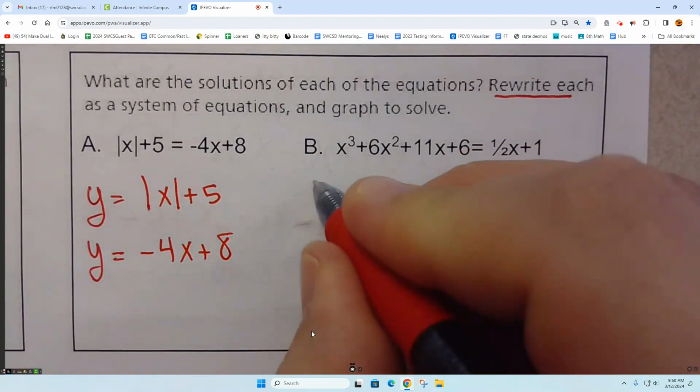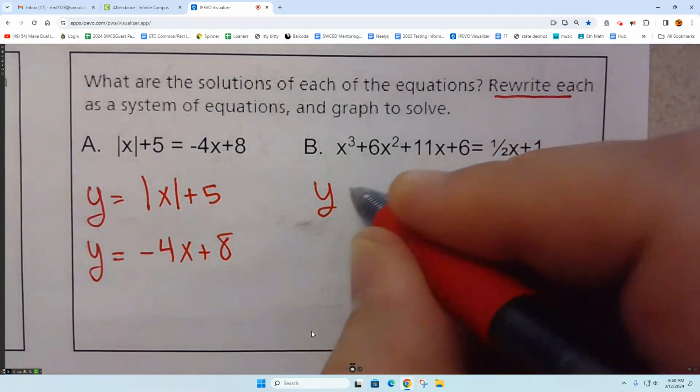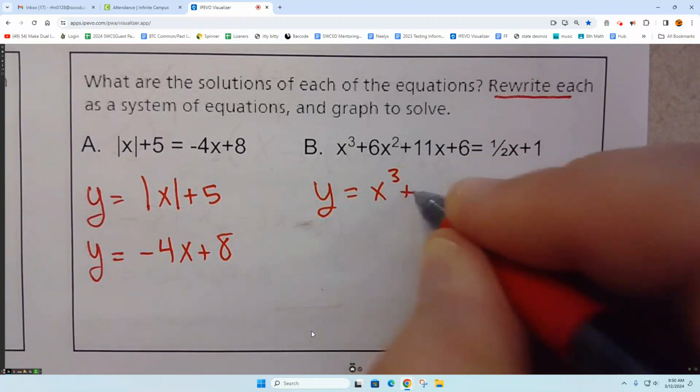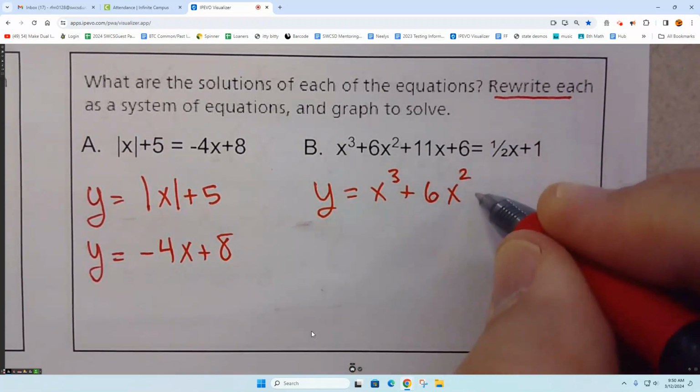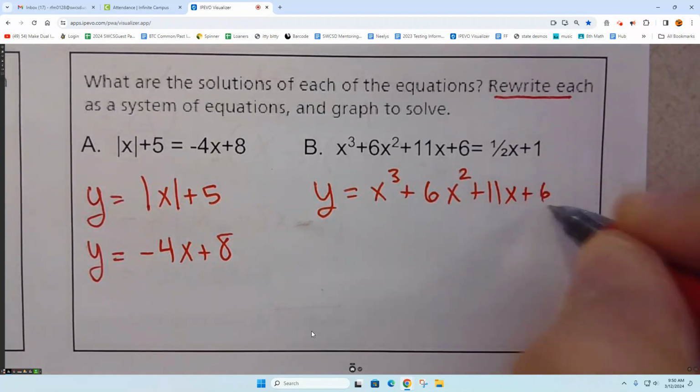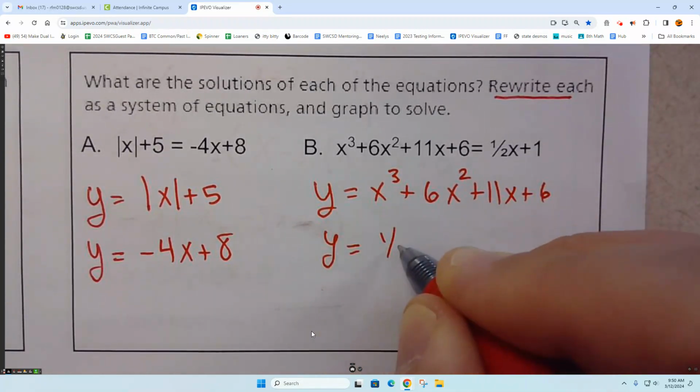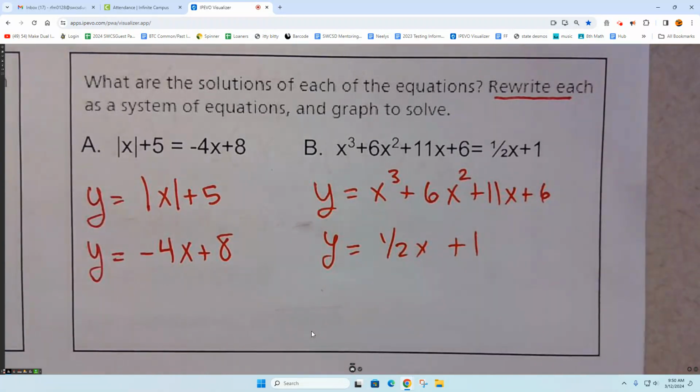Okay, and then on the homework, if you don't rewrite these, you'll lose easy points. Basically, the left side equals y equals, and the right side equals y equals. And then all we got to do is go to Desmos and type them in.